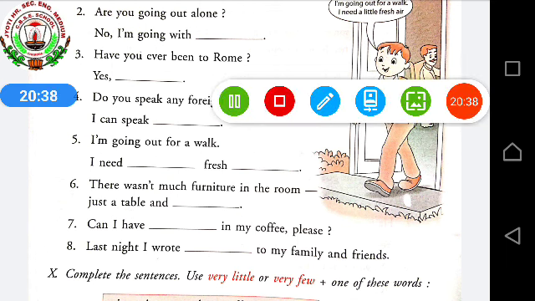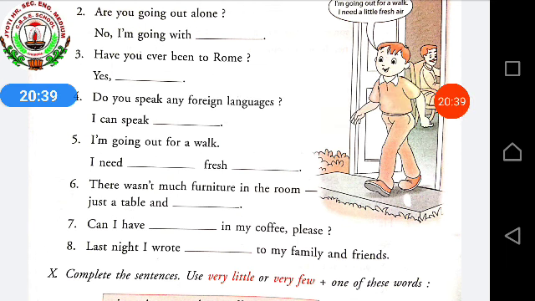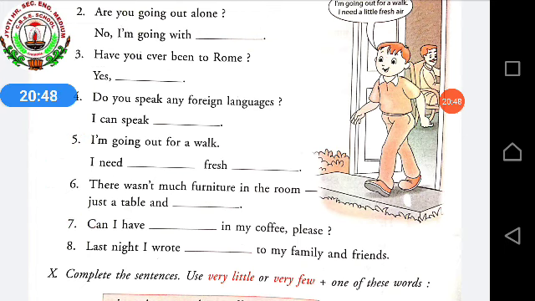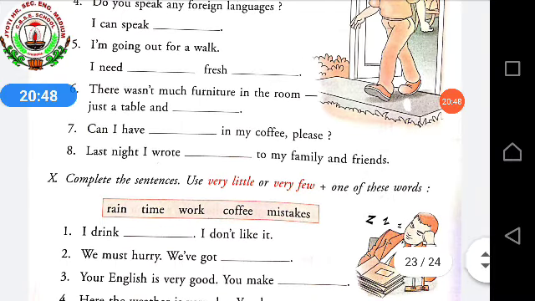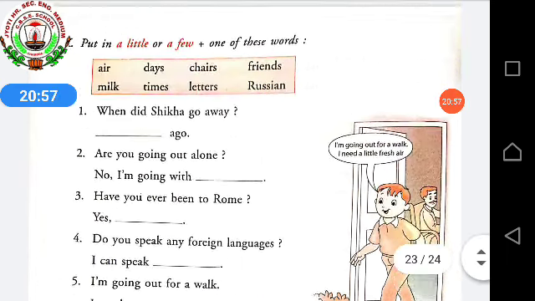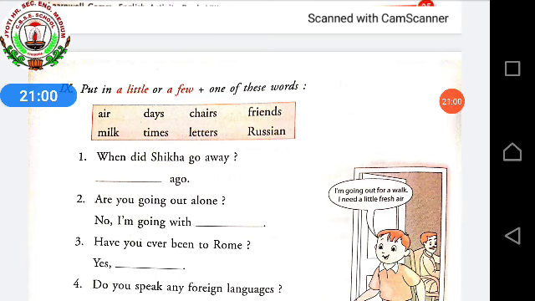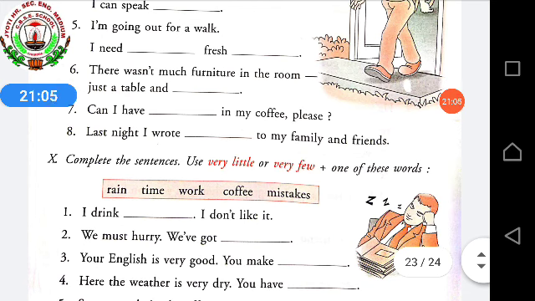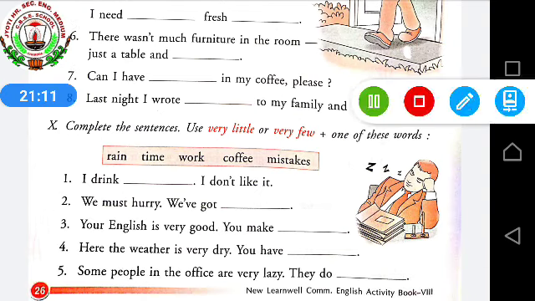In the same way, now you people will be solving out 5th, 6th, 7th and 8th. Okay? Now next question, 10th question. Complete the sentences. Use very little or very few plus one of these words. Same like this question. Here you have to put a little or a few plus one word of the given words. And here you have to use very little or very few plus one of these words. So what will be the first one?